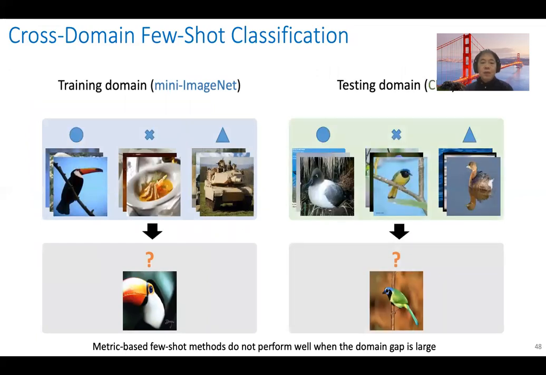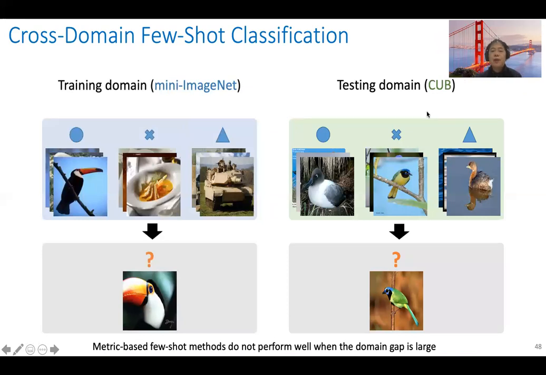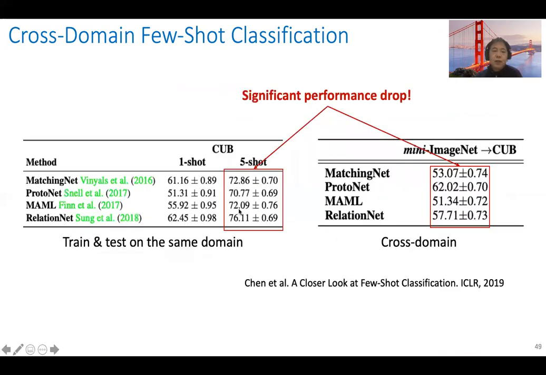But metric-based methods do not perform well when the domain gap is large. That's the main focus of this work. For example, if we train on mini-ImageNet and then test on the CUB data set, which is a fine-grained bird data set, the domain gap is quite large, and the metric methods do not perform well. Here are results shown by some other researchers. They have shown that if we train on ImageNet and then test on CUB, the performance drops significantly.